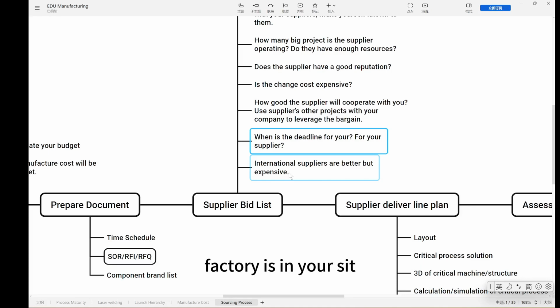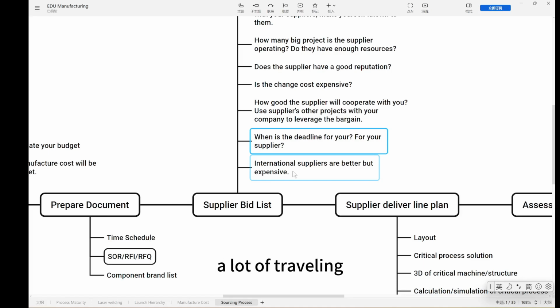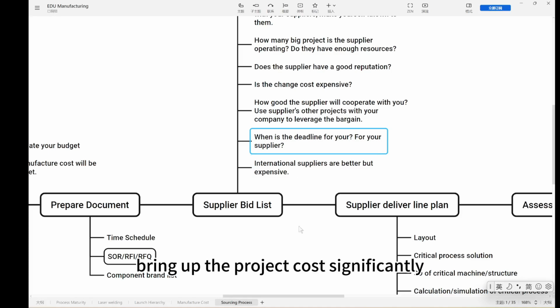supplier's factory is in your country. If it's not, then it's quite complicated. You need to import the lines from their plant. Avoid this kind of situation. This takes a lot of extra money and extra time. And you will do a lot of traveling with your team. Unless you really enjoy traveling, I recommend you don't do it. They will bring up the project cost significantly.